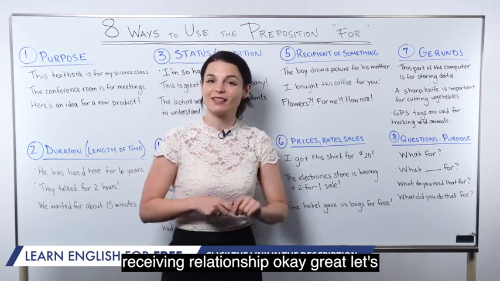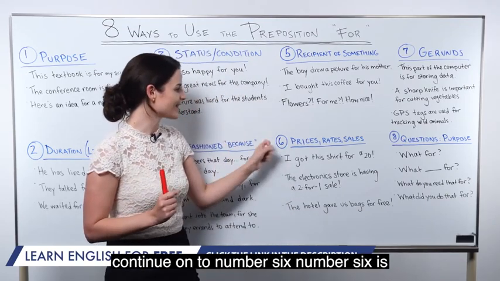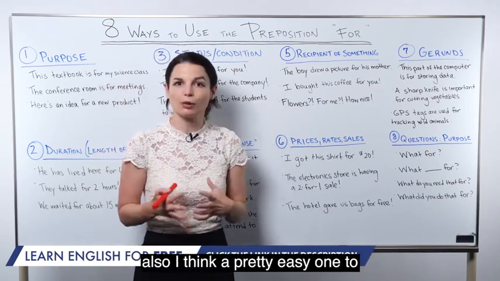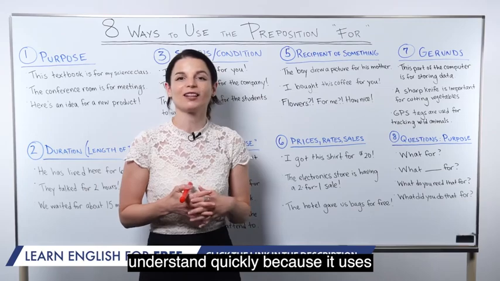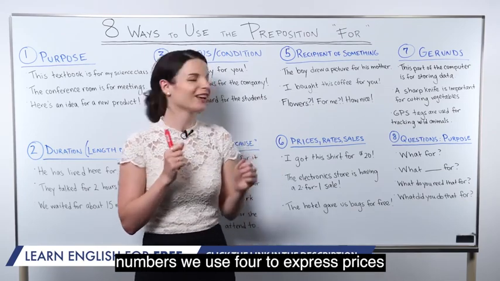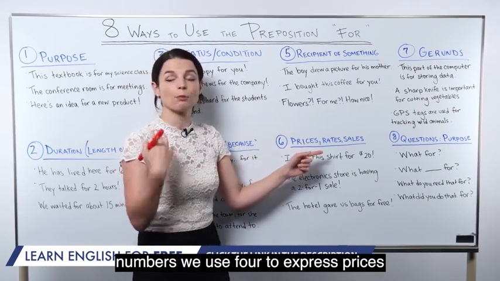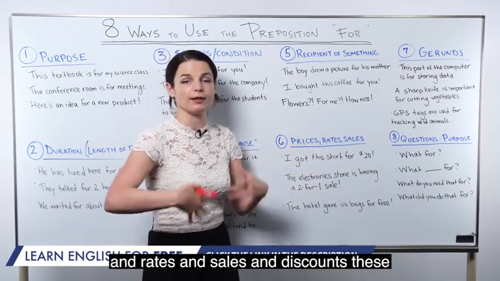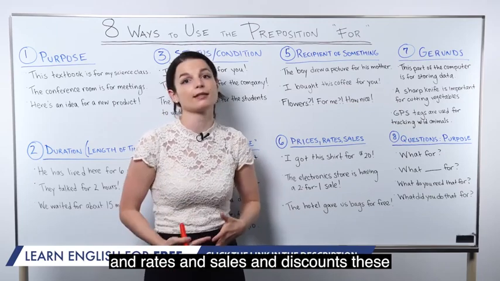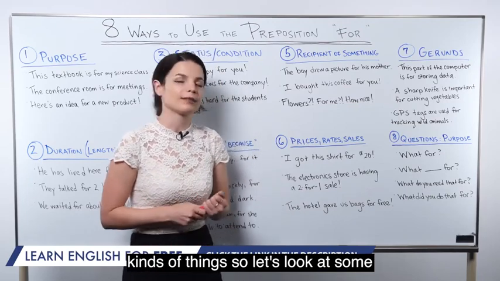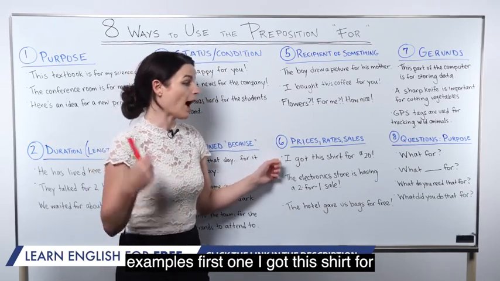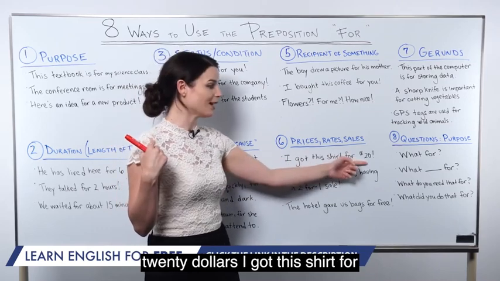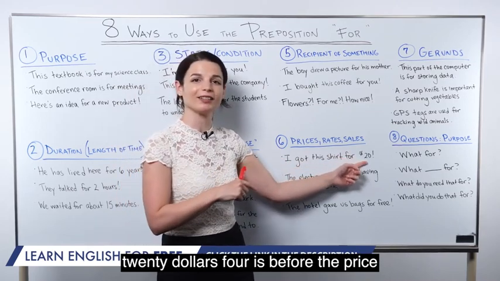Okay, great. Let's continue on to number 6. Number 6 is also, I think, a pretty easy one to understand quickly because it uses numbers. We use for to express prices and rates and sales and discounts, these kinds of things. So let's look at some examples. First one: I got this shirt for $20.